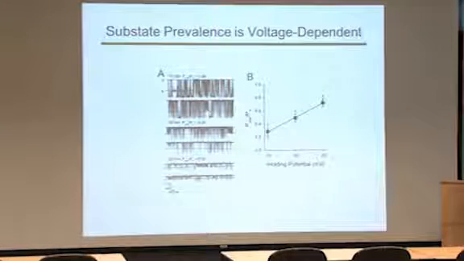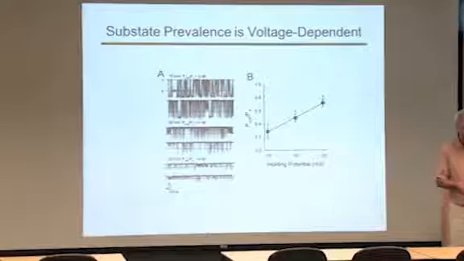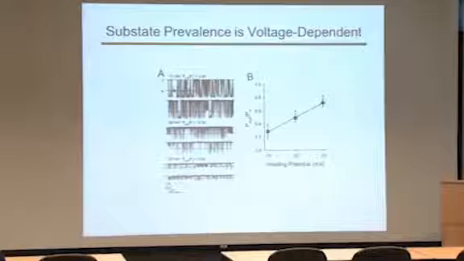Another interesting observation was that the prevalence of the substate was voltage dependent. At large negative membrane potentials, you had a relatively low probability of finding the substate. At less negative potentials, negative 25, you increase the probability of finding the substate, suggesting that the affinity of the channel for SAM seems to be voltage dependent.